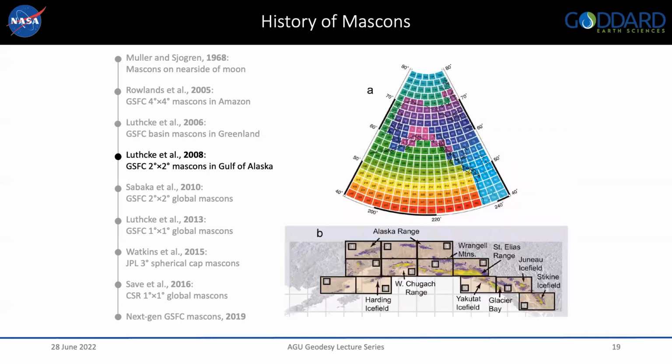Two years later, in 2008, Scott, again with others, estimated a grid of 2x2 arc degree MASCONs in and around the Gulf of Alaska region. These MASCONs are all equal area and equal shape. And the work was successful at correctly identifying the regions in the Gulf of Alaska that have the largest negative mass balance, so areas like the St. Elias Mountain Range, which include the Glacier Bay and Yakutat regions.